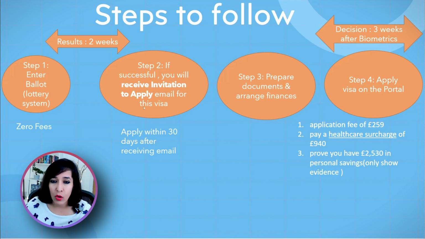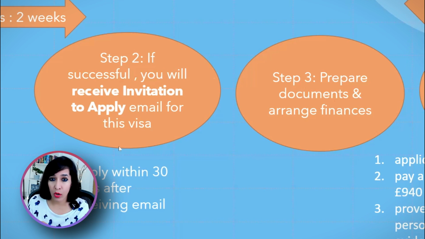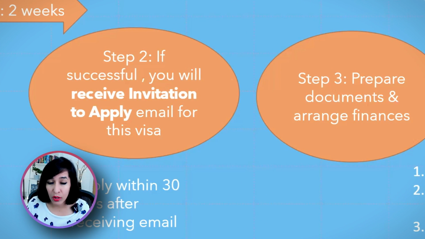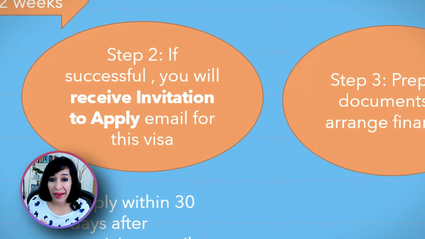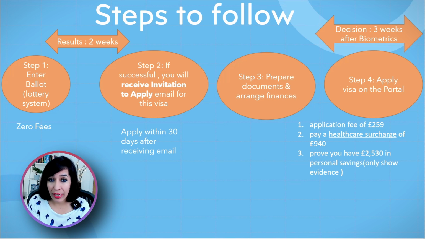Now, the next step is only if you are successful in that lottery, because not everyone will be successful. For Feb, they have only 2,400 seats. So if you are one of the eligible 2,400 persons, then you will get an email which is called an invitation to apply. Only once you get this invitation to apply, you can move to your step 3.